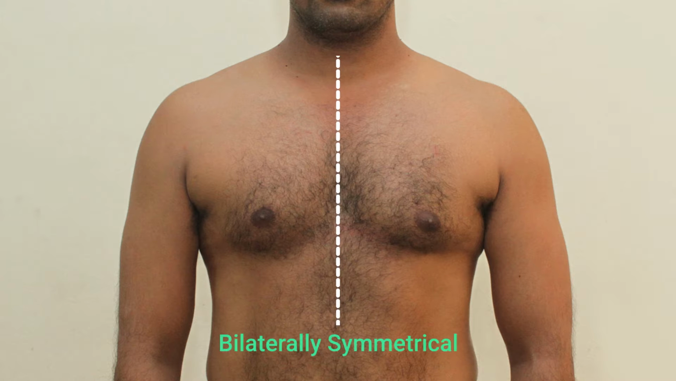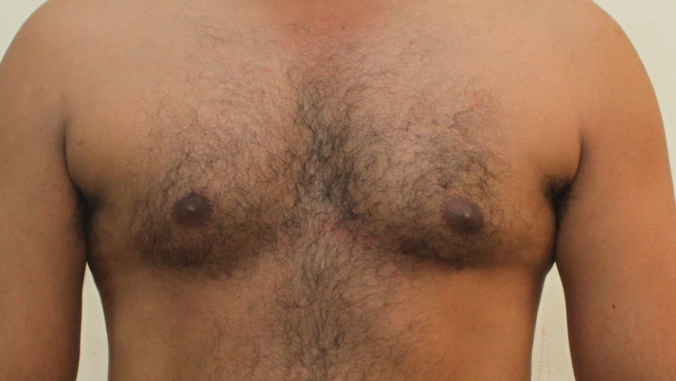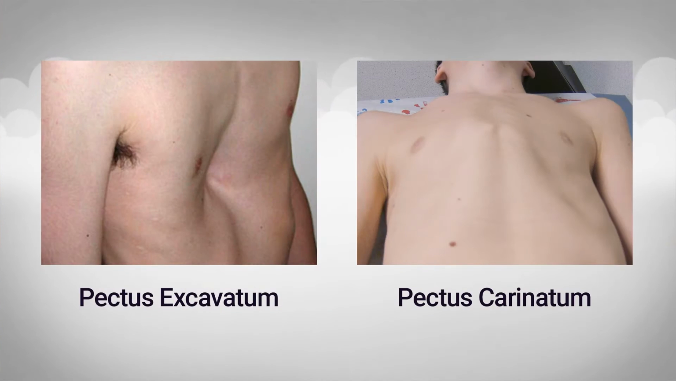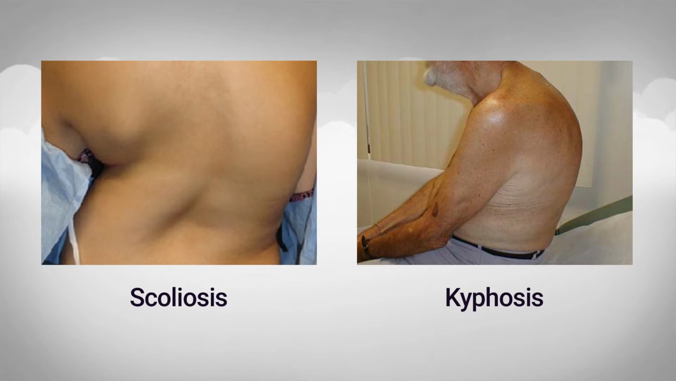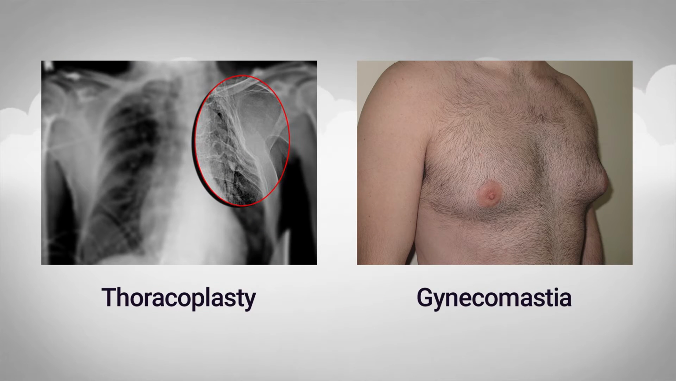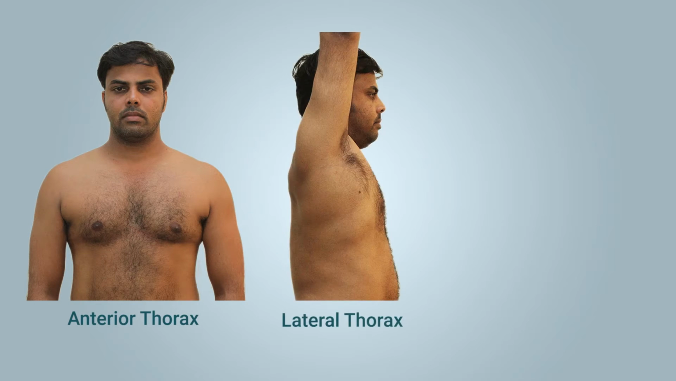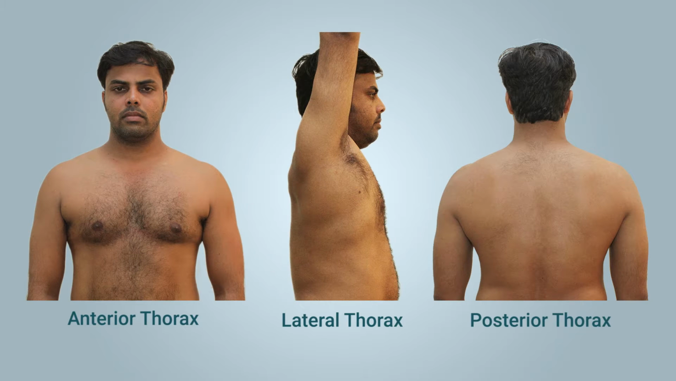A normal chest is bilaterally symmetrical. Observe the thoracic cage for any deformities such as pectus excavatum, pectus carinatum, scoliosis, kyphosis, chest deformity, surgical or traumatic scars, thoracoplasty, or gynecomastia. Look at the anterior, lateral, and posterior thorax.